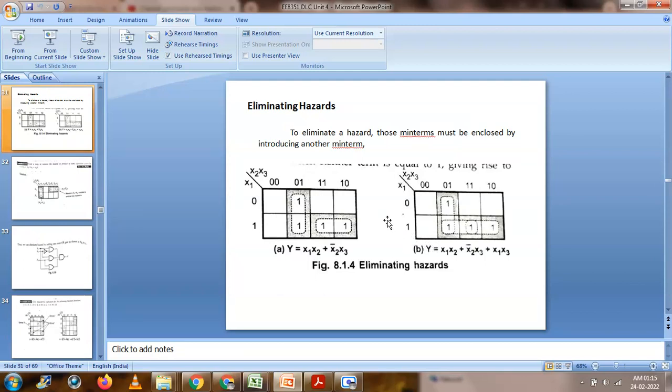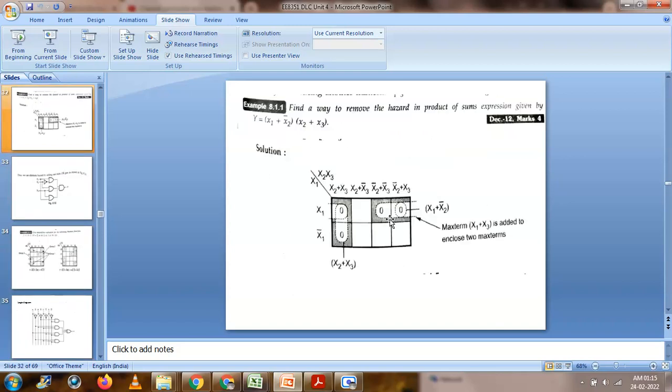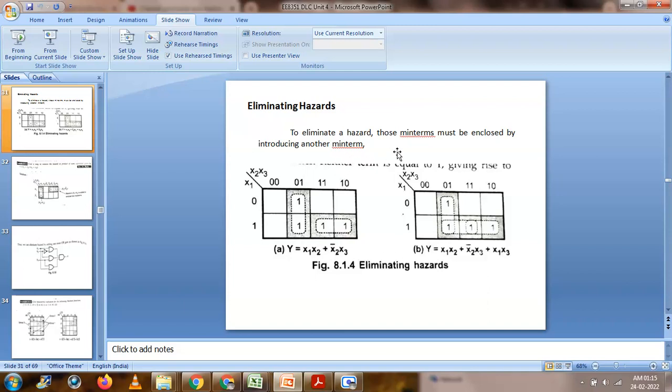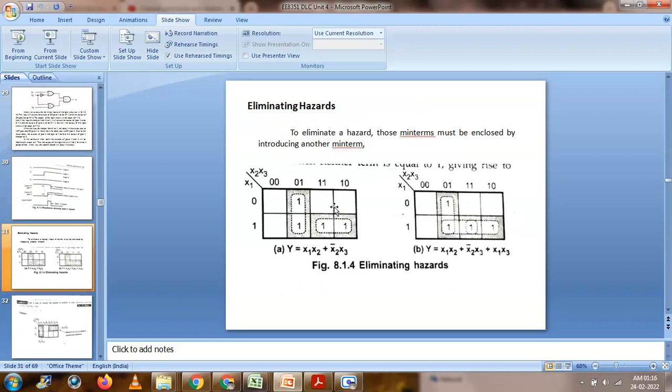Now, how can we eliminate these hazards? That we will see. To eliminate hazards, we just have to add one extra min term along with the Boolean expression. So this is a basic diagram, where the output y is equal to x1 x2 plus x2 bar x3. In the K map there are two groups, but an extra group can be used, and based on that we can eliminate the hazards. If we add another min term, we can easily eliminate the hazards.